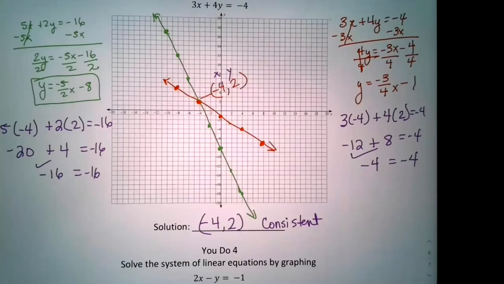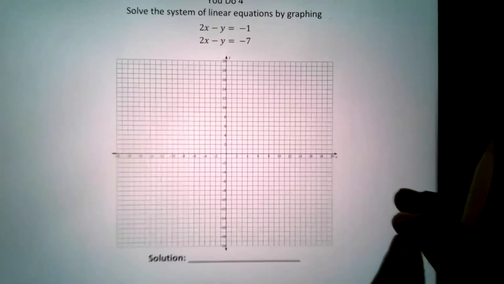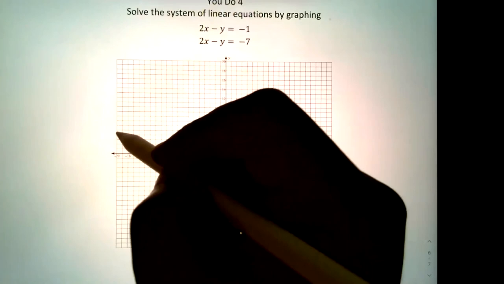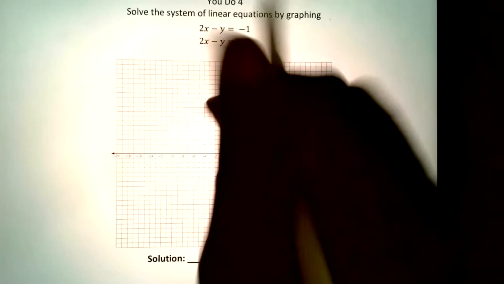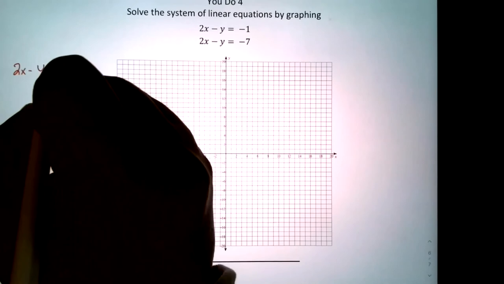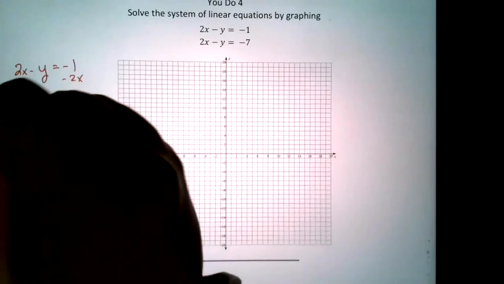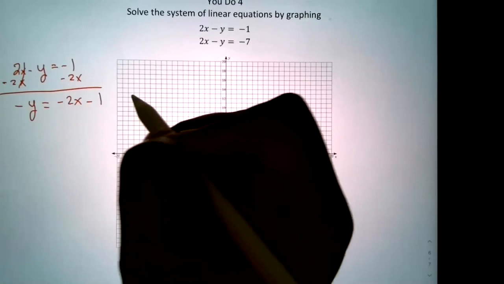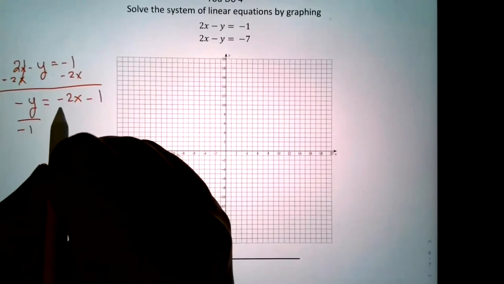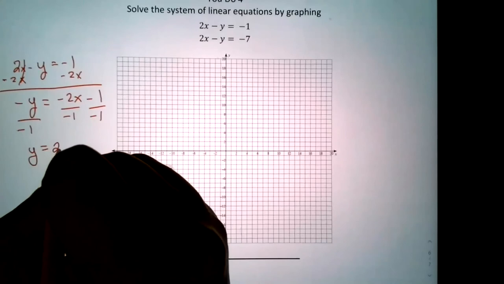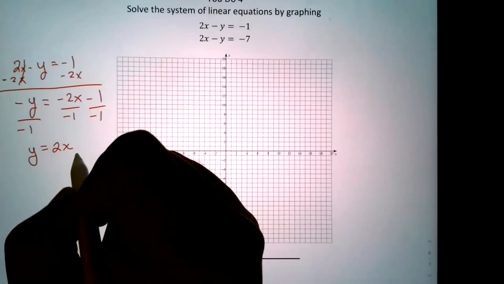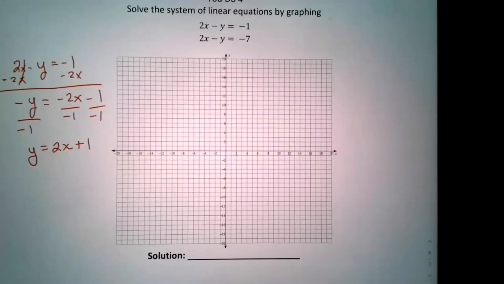All right. So you do number four. Again, we got to change to slope intercept form. And so we're going to do this on either side. We're going to do the first one on this side. So we have 2x minus y equals negative 1. We're going to subtract 2x from both sides. So we have negative y equals negative 2x minus 1. Again, I have this negative in front of here, so I have to divide by negative 1. So y equals 2x plus 1. Notice both became positive, okay?